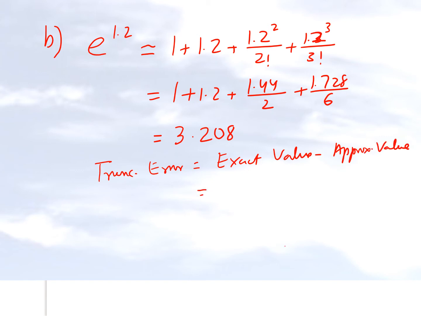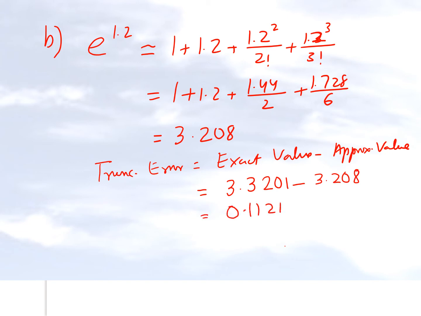The exact value has been obtained by using the calculator for e to the power 1.2, which turns out to be 3.3201. The approximate value is 3.208, and this number here then turns out to be 0.1121.